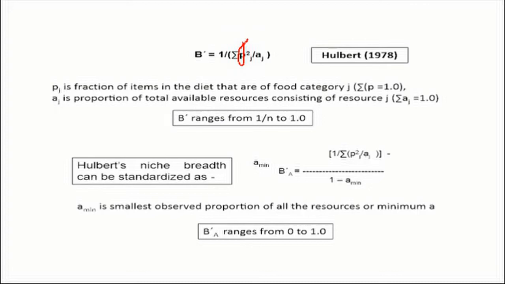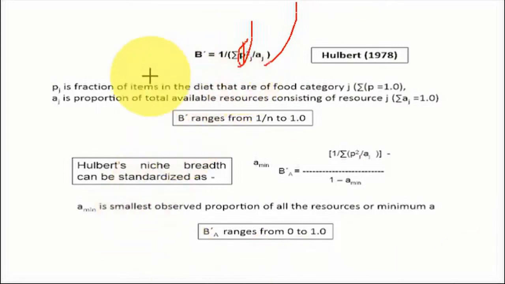As I told you at the very beginning of the class, if the abundance of a particular resource is very high in the environment, there is a chance that the organism will prefer to take that particular organism as food. So there is a proportionate relationship: if A is very high, P may also be very high, or you can say if AJ is very high, PJ may also be very high. It may not be true in all cases, but this is, you can say, a hypothesis.